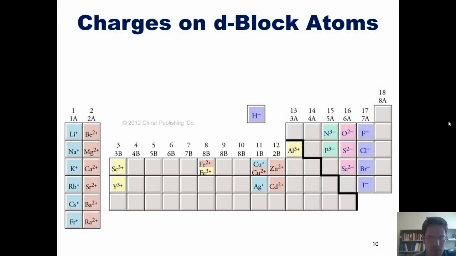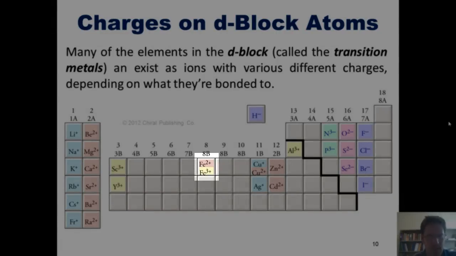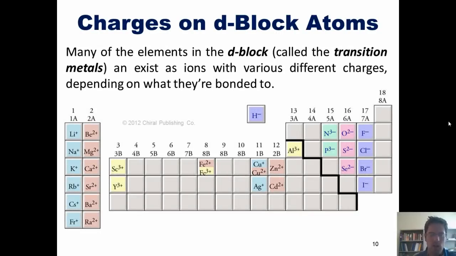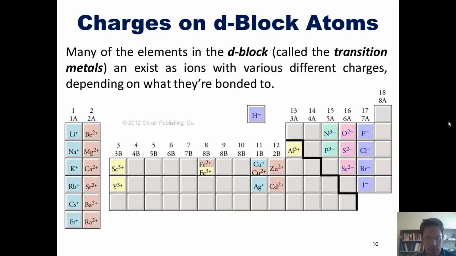Well, as it turns out, many of the metals in the D block, which are called transition metals, can exist as ions with various different charges depending on what they're bonded to. For example, iron, abbreviated as Fe and shown here, can exist as either a plus 2 ion or a plus 3 ion depending on what it's bonded to. Similarly, copper, abbreviated as Cu, shown here, can exist as either a plus 1 or a plus 2. Similarly confusing and often unpredictable trends arise all over the transition metals in the D block.